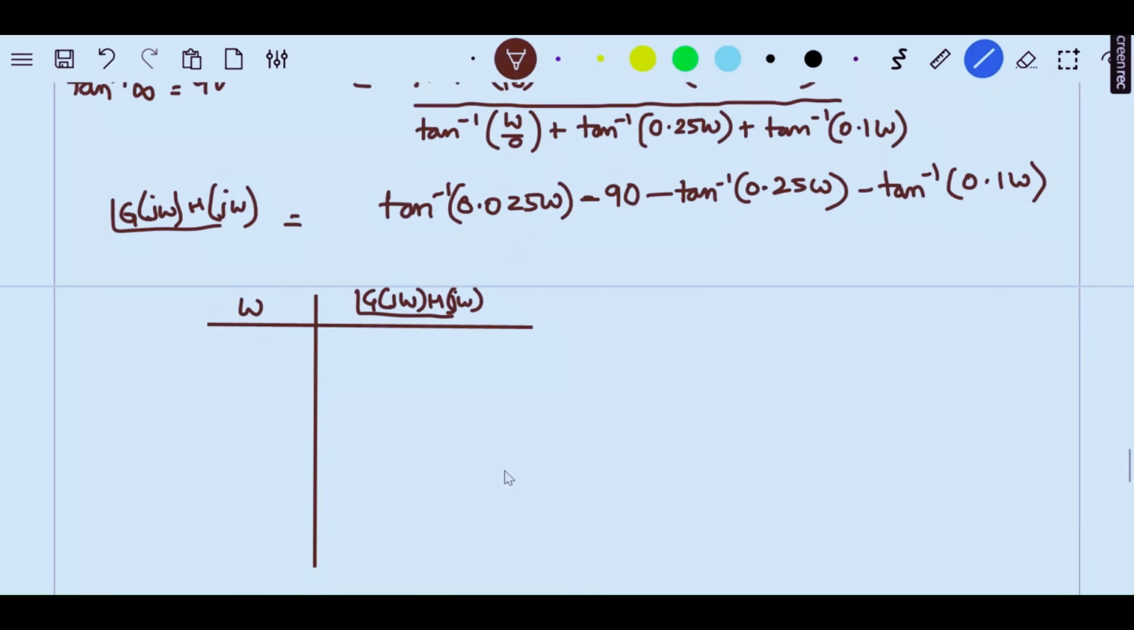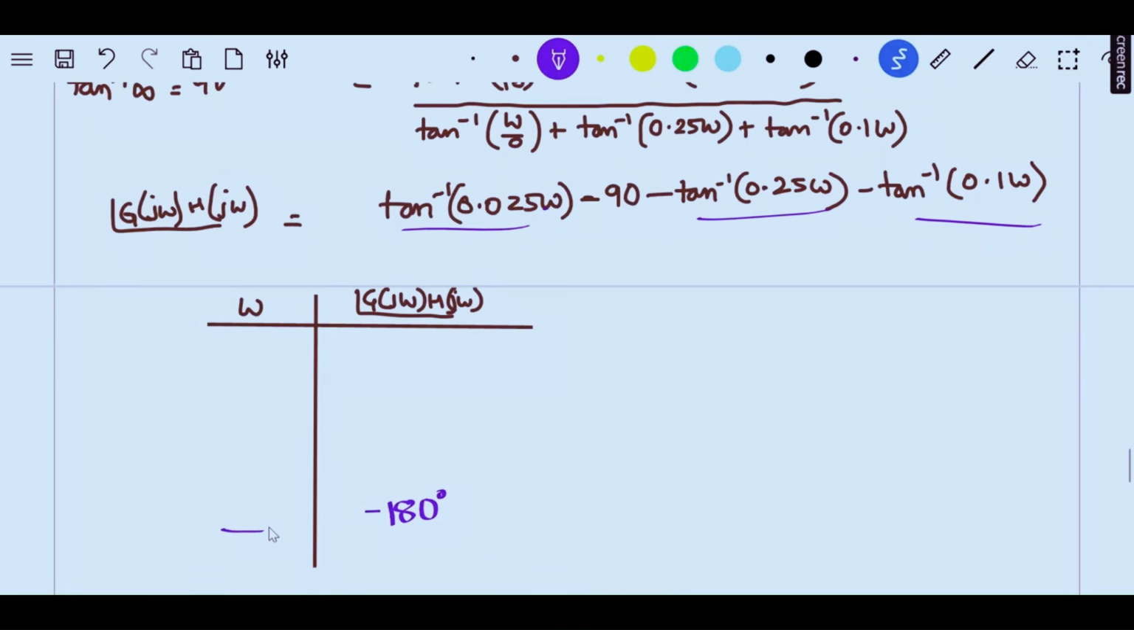But keep one thing in mind: you need to substitute omega in this formula such that some value of omega gives you minus 180 degrees. That is very important, because the range of omega should be decided first. I need to know the value of omega which gives approximately minus 180 degrees, so you should first find that value out. The total angle of this formula should be minus 180 degrees for a certain value of omega that you substitute here.